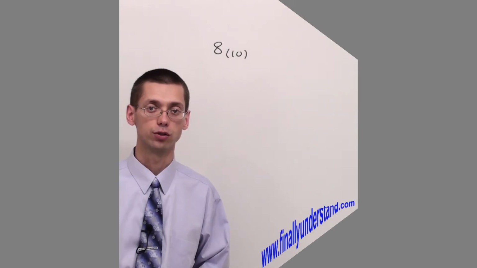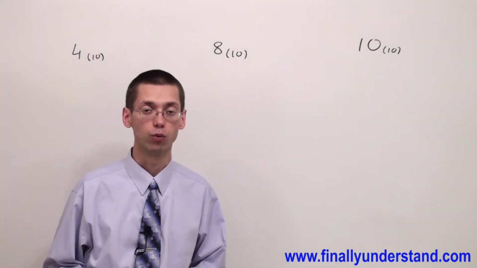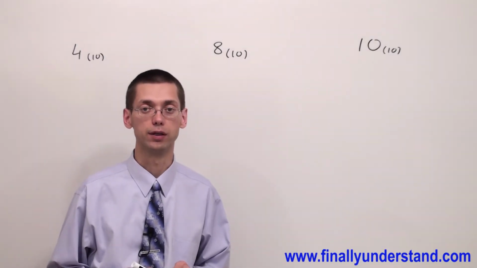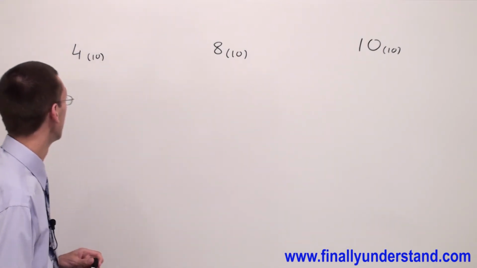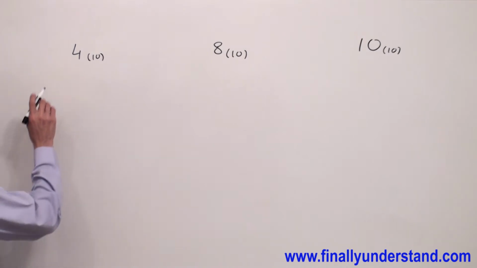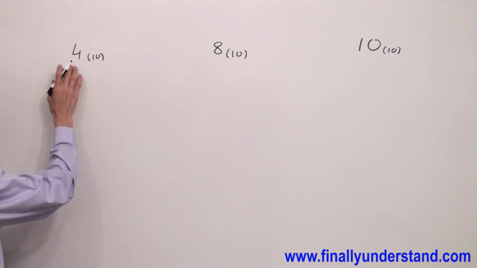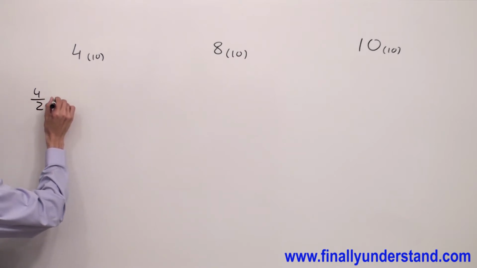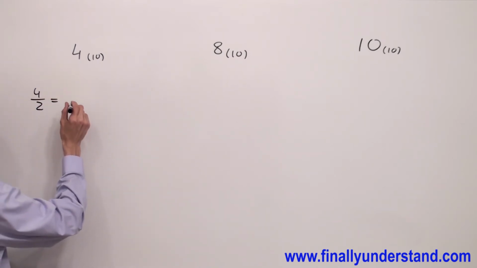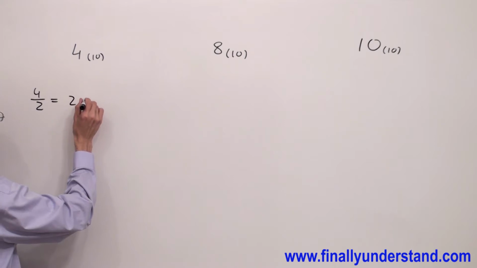This time we are going to convert decimal numbers to binary, and we are going to use, at this moment, the repeated division by 2 method. How does it work? Simply take the decimal number and divide by 2. 4 divided by 2 is equal to 2.0.